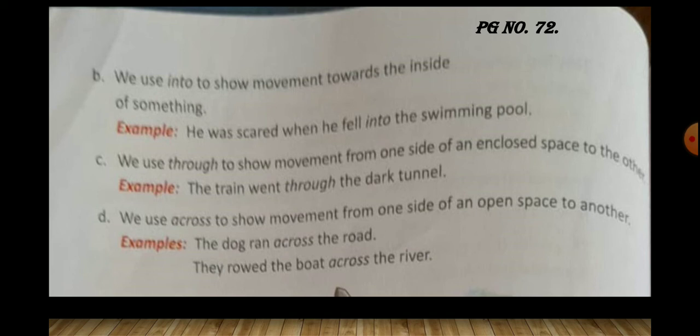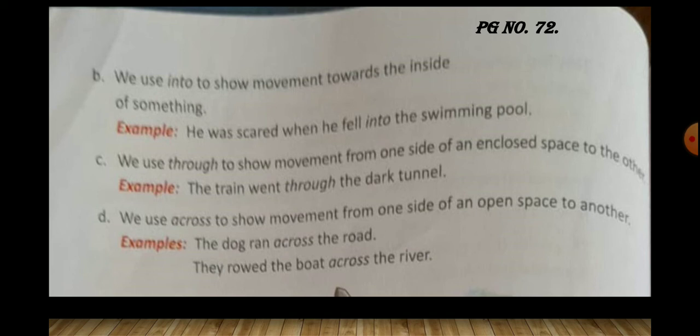Number C, we use through to show movement from one side of an enclosed space to the other. So when something moves from one end to the other end, that is the time when we use the preposition through. So let's check out the example. The train went through the dark tunnel.